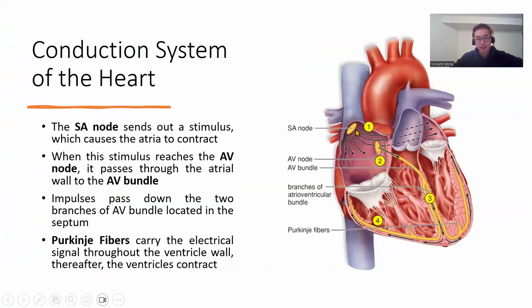So this is what it is, in another view. You see the SA node up here, you see the AV node, the AV bundle, and then you have the Purkinje fibers. That's basically what it is. And everything I told you about, it's all written here.